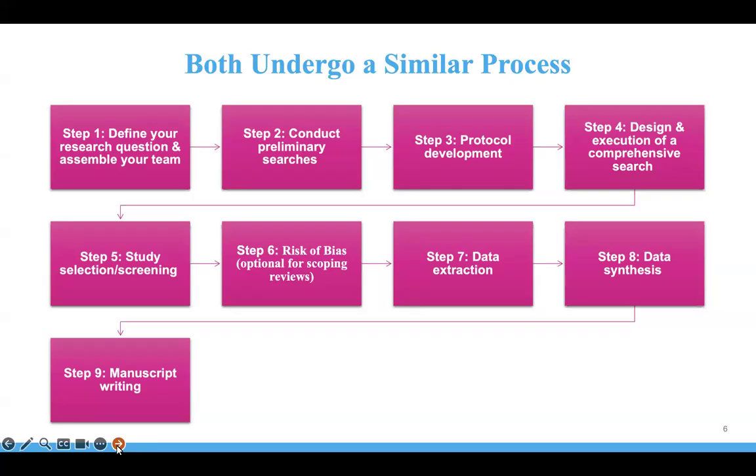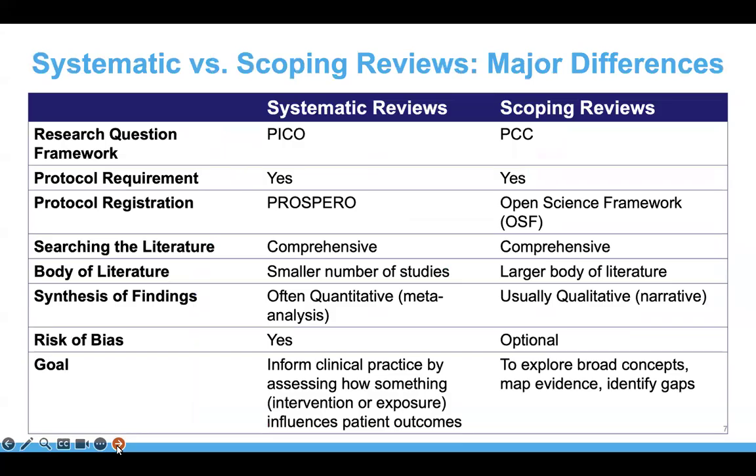You'll notice that for scoping reviews, a risk of bias assessment is shown as optional, and we'll discuss later why that is. As I mentioned, the process is very similar between both review types. There are minor differences. For example, both systematic and scoping reviews require a protocol to be developed.